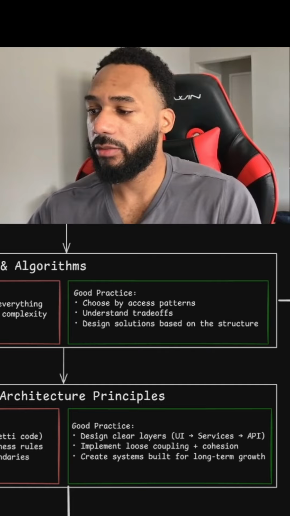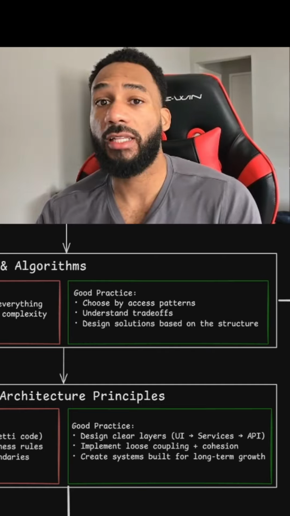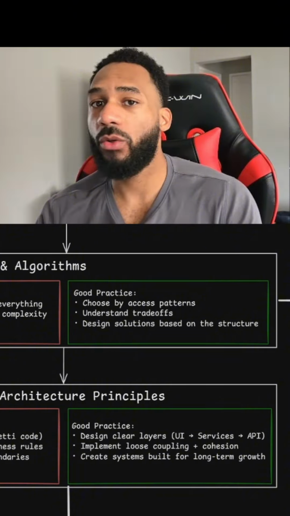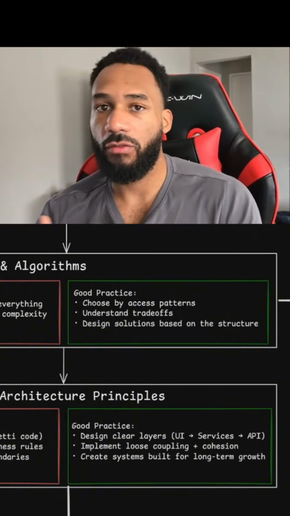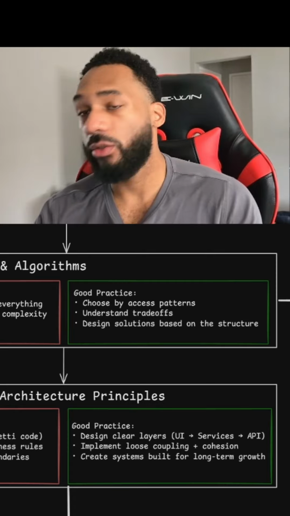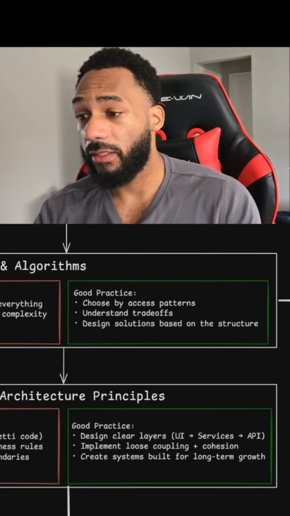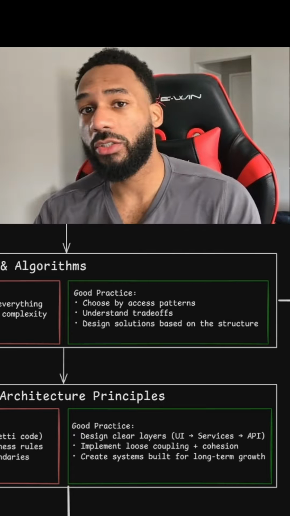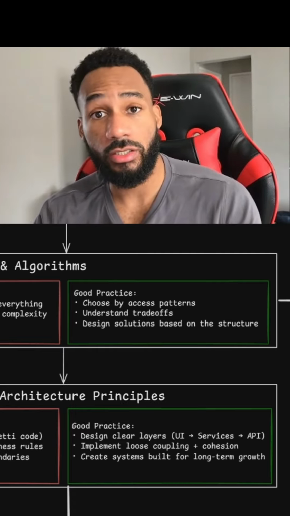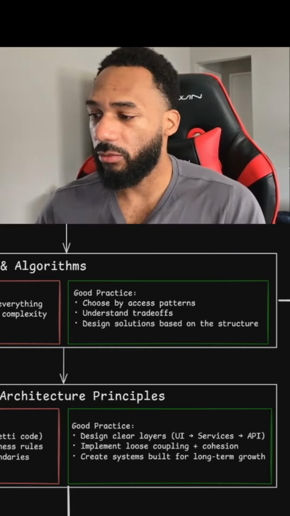Understanding the differences between these data structures and what to choose based on the patterns of your app will save you a lot of time and headache of refactoring later. You've got to understand the trade-offs of using an array versus a queue versus a linked list versus a tree. Design those solutions based on the structure. So based on your actual structure and how you're processing data, figure out which method works best for you.